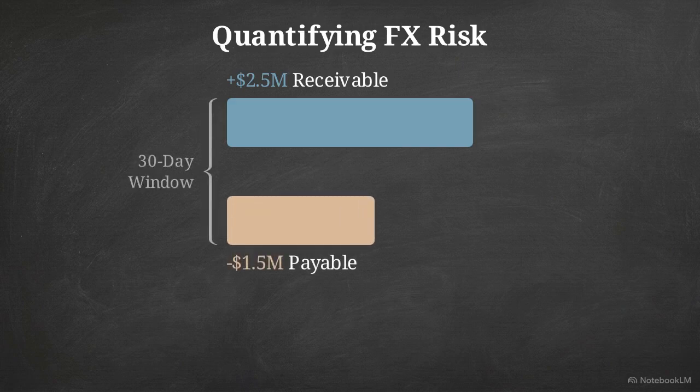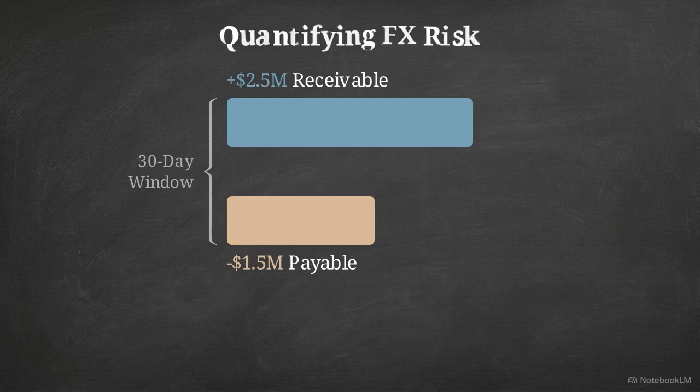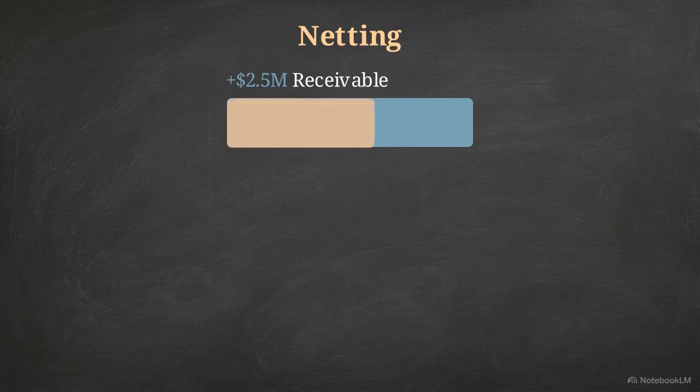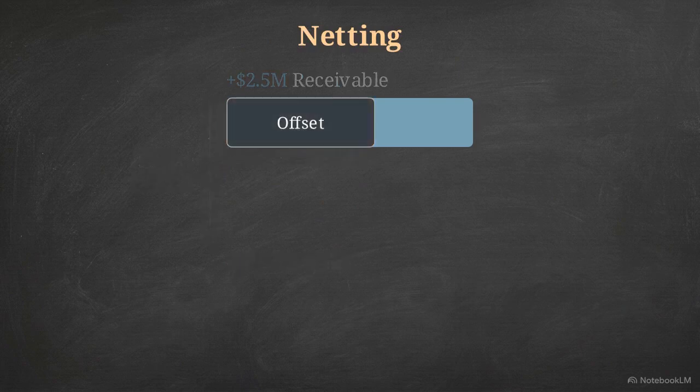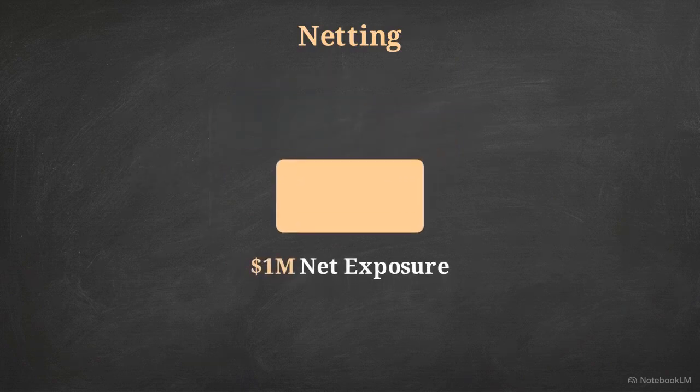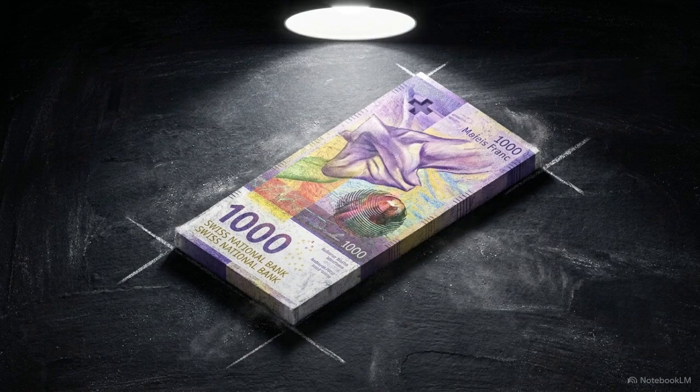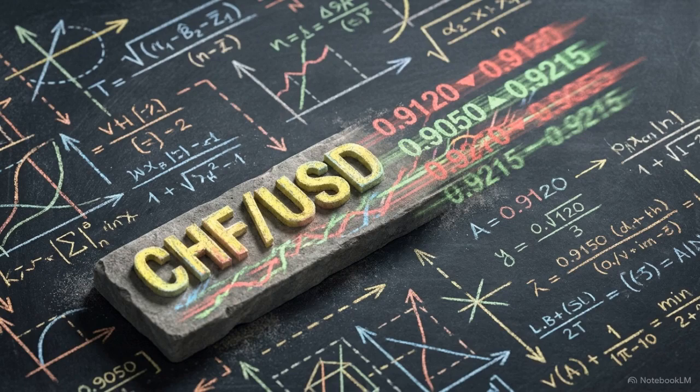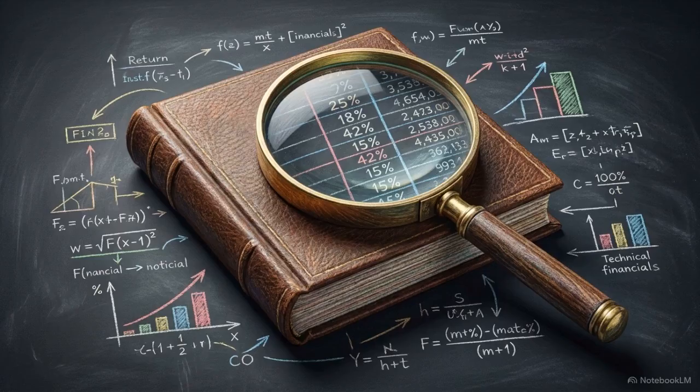The firm applies a technique called netting. Since both transactions occur in the same currency during the same window, the payable offsets the receivable. The true operational risk is isolated to exactly $1 million US. The Swiss firm only cares about the value of that $1 million in Swiss francs. Because exchange rates fluctuate constantly, they need to bound the 30-day downside risk. The simplest way to do this is to look for historical extremes.